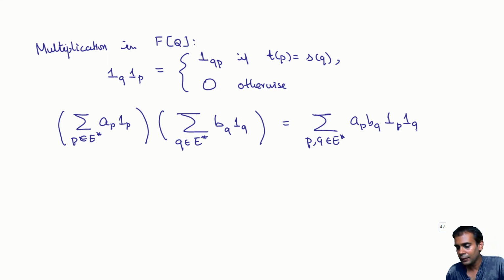It's not difficult to check that the path algebra of a quiver is a ring with this definition of multiplication. Addition is just the vector space addition. I won't do the check that it's a ring. If you want, you can try it yourself. Instead, we look at some examples.